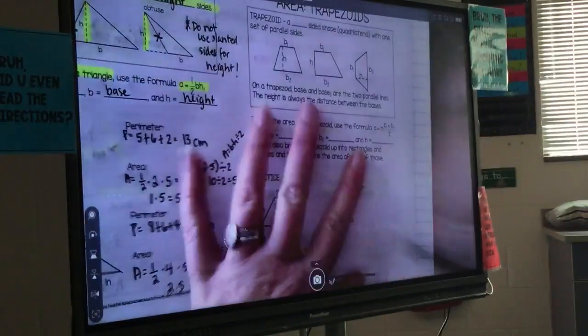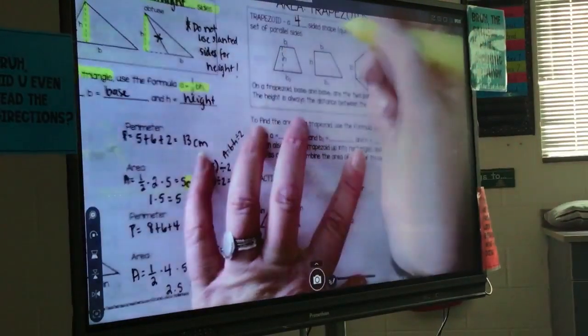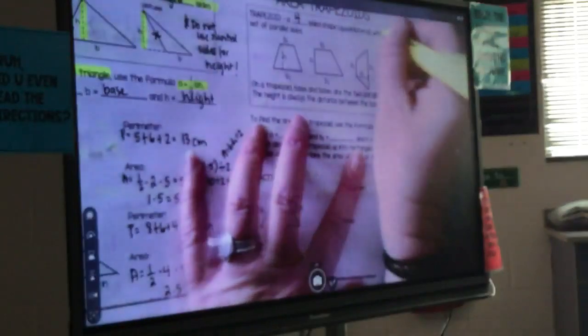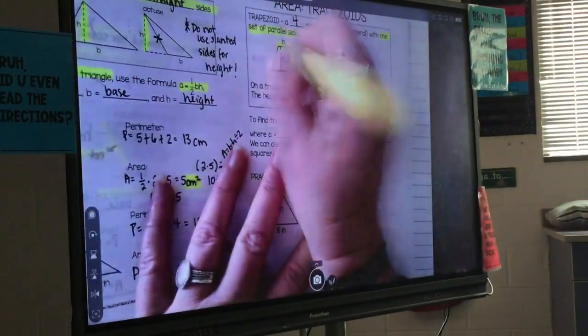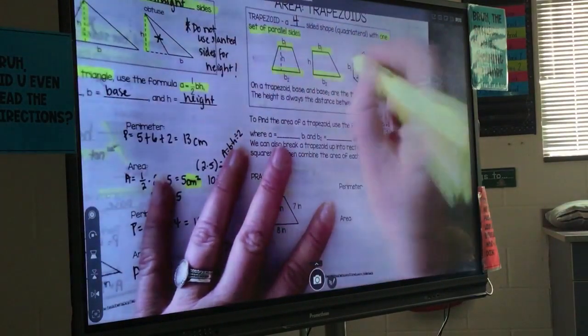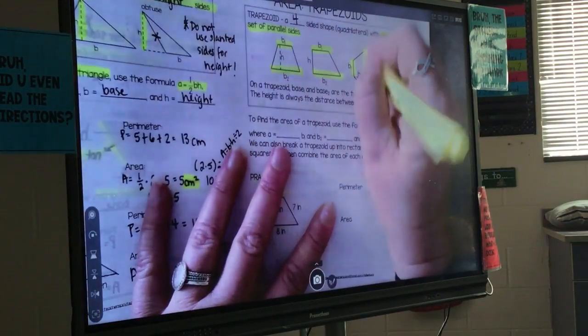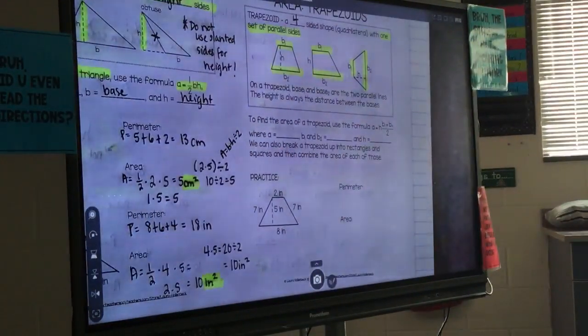So a trapezoid is a 4-sided shape, or a quadrilateral, with one set of parallel lines. Your parallel lines are going to be your base 1 and your base 2. Those are your two parallel lines.